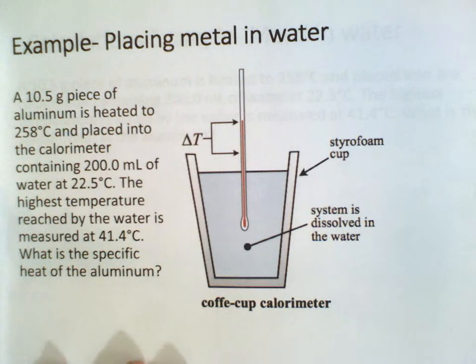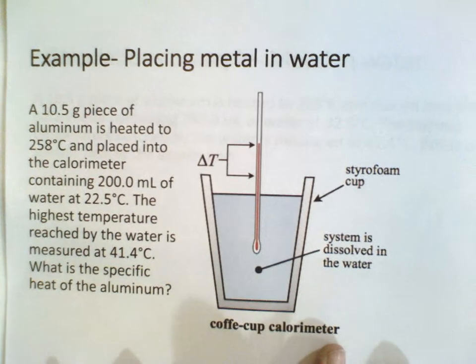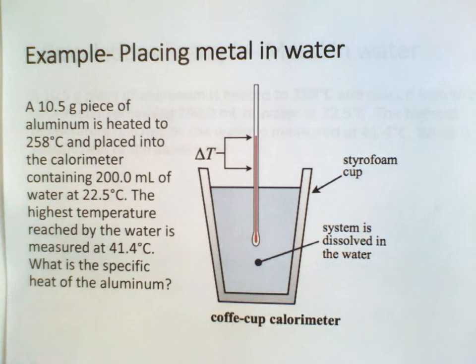So let's take a look at our first example here. Placing metal in water. This is a very common type of lab situation, and each of these is going to be more of a lab type situation, so they're a little more complex in terms of their problems. So keep that in mind. Don't get too overwhelmed here.